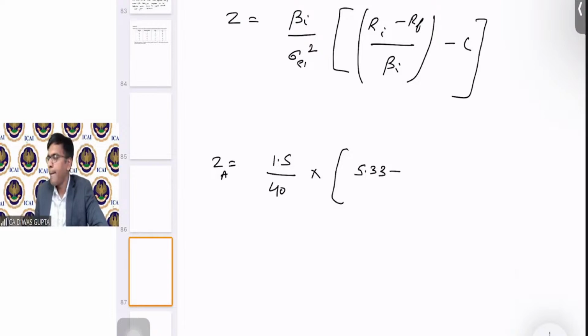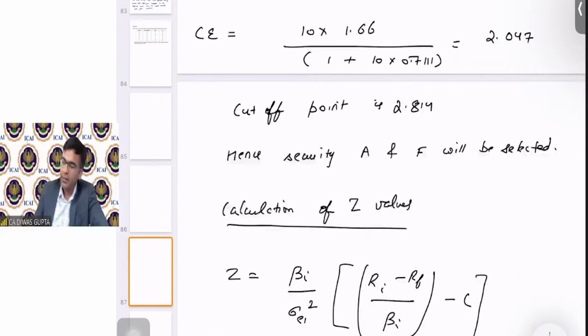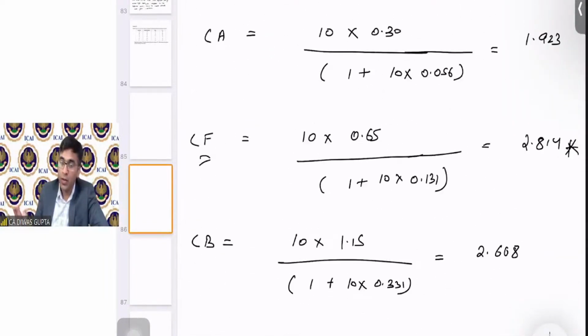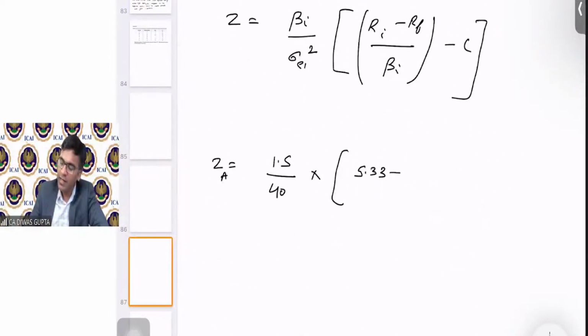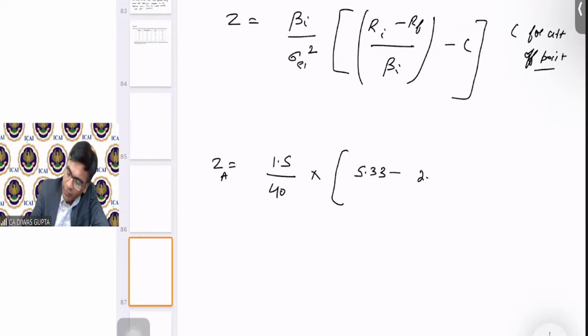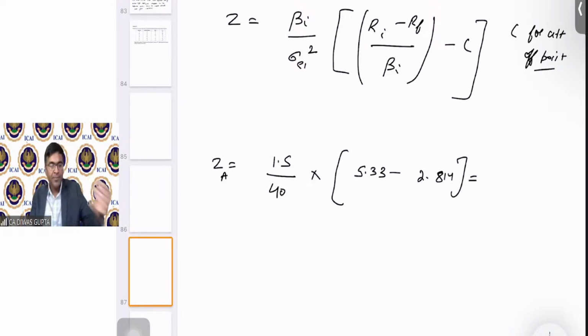5.33 minus, what is the C value of A? Not for A, sorry. The highest C value is 2.814. So students, please note that here the C value we will be taking is the cutoff point. Always, right? So it will be 2.814. So the total here is 0.09435. This is the Z value of A, students.